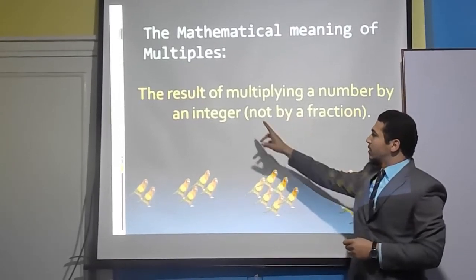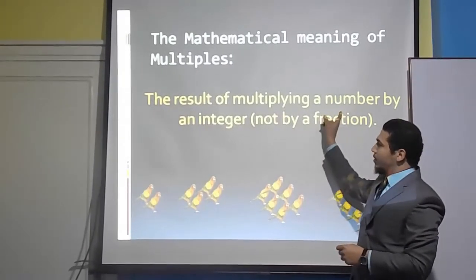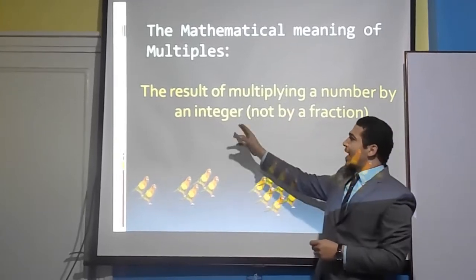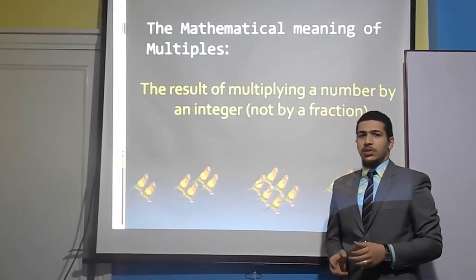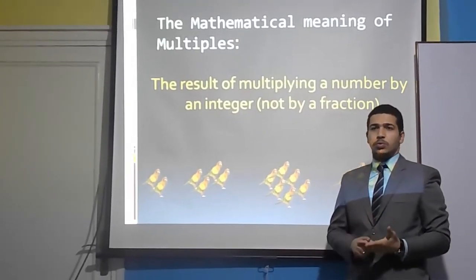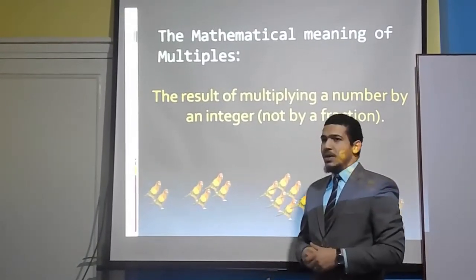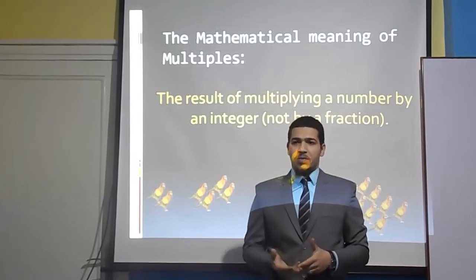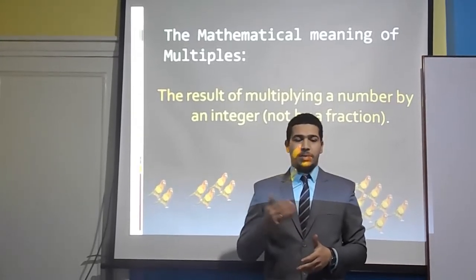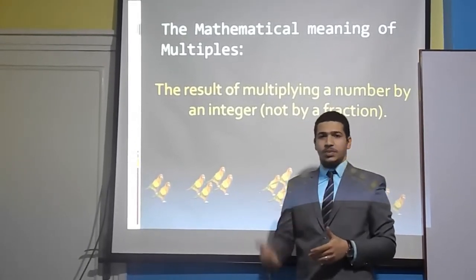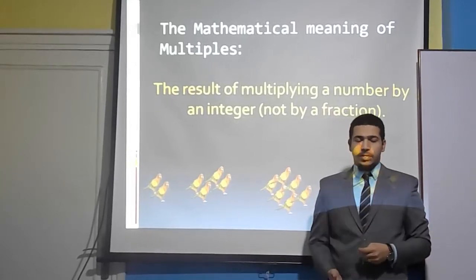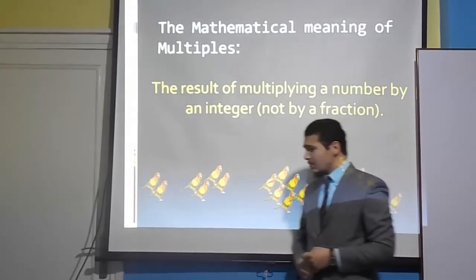What we can do is multiply this number, 0 or 2 or 5, by an integer. What is the meaning of integer? It is 0, 1, 2, 3, 4. For example, if I want to find the multiples of 5: 5 times 0, 5 times 1, 5 times 2, 5 times 3, 5 times 4, 5 times 5, and so on.